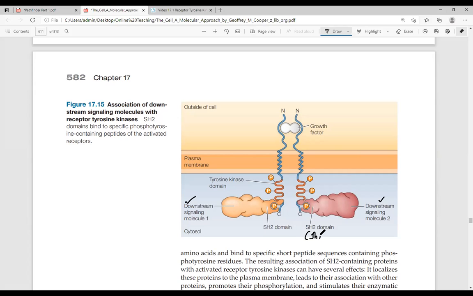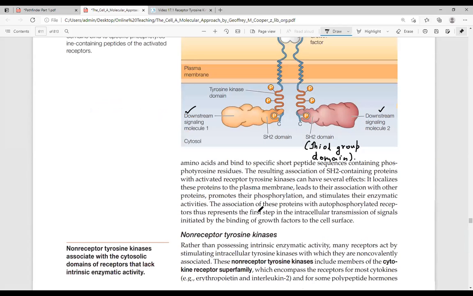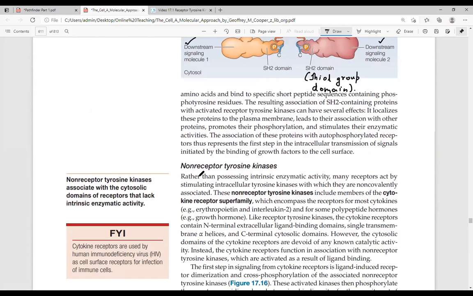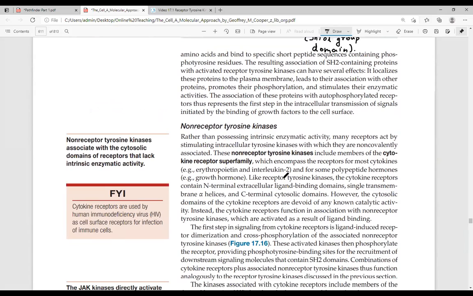This is the SH2 domain that is present and that causes the phosphorylation to take place. Non-receptor tyrosine kinase. Now, what do you mean by non-receptor tyrosine kinase? Non-receptor tyrosine kinase is another type of tyrosine kinase molecule in which there would be no proper receptor.